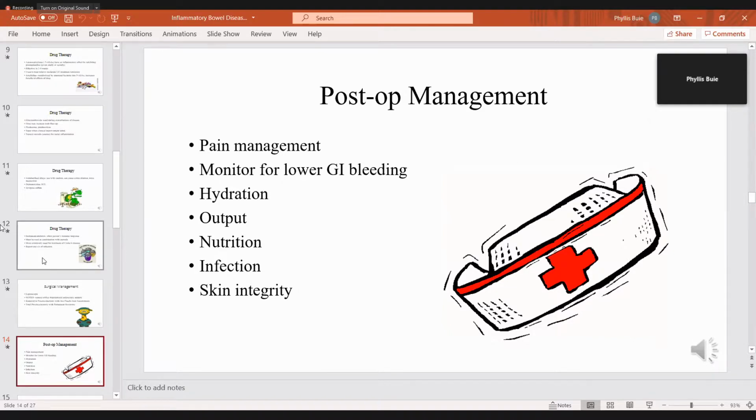Skin integrity, we've already talked a little bit about that. And if they end up with a colostomy, we need to monitor the skin around the stoma. And we'll talk more about that too in a couple of minutes. But we need to monitor the skin around the stoma and the stoma itself and what it looks like. So we have more work to do there as well in our teaching.